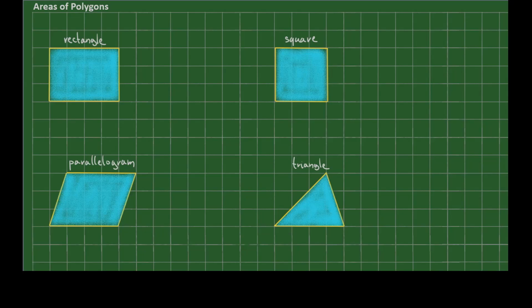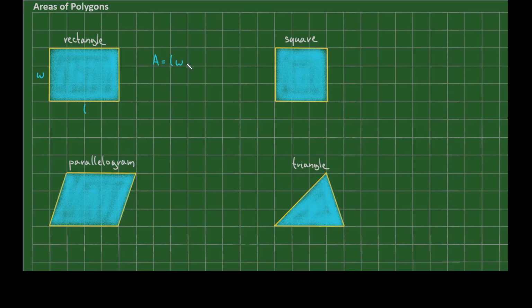Hello good people, I'm going to talk about how to calculate areas of various polygons. I will start with a humble rectangle. To calculate its area, we need the length and the width. And so the formula is length multiplied by width.